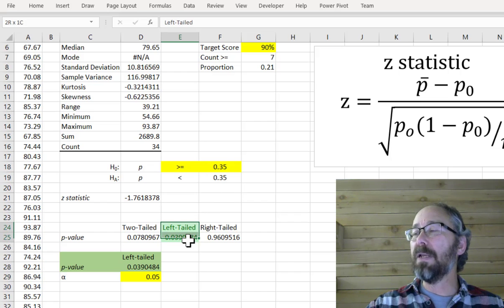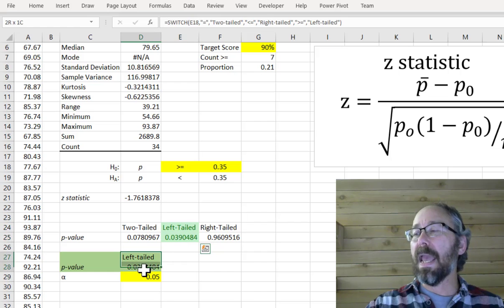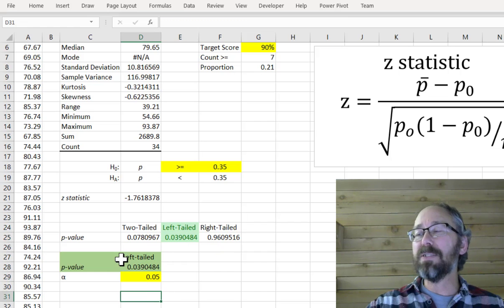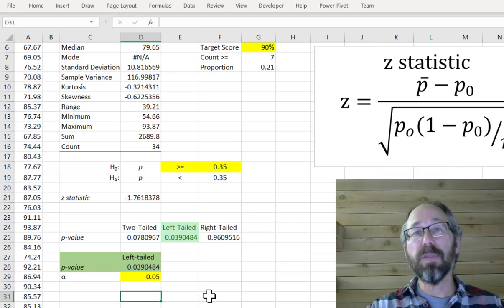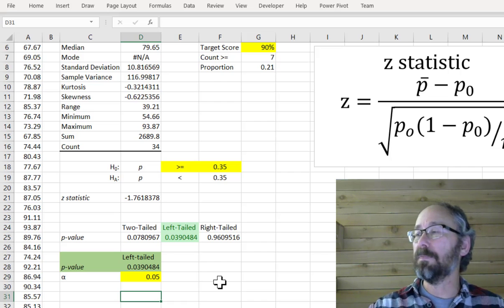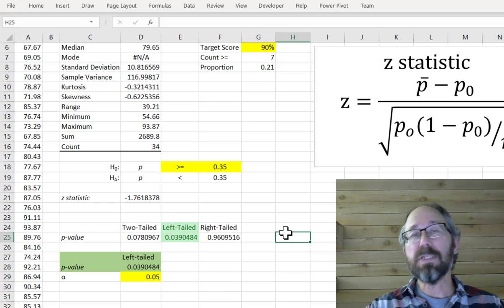And we can come right down here and look at our left-tailed and compare it to our alpha, and we can see the left-tailed test p-value is less than our alpha. We can reject the null hypothesis that the population proportion for those who will receive an A is greater than or equal to 35%. Let's consider a situation where we can look at a right-tailed test.